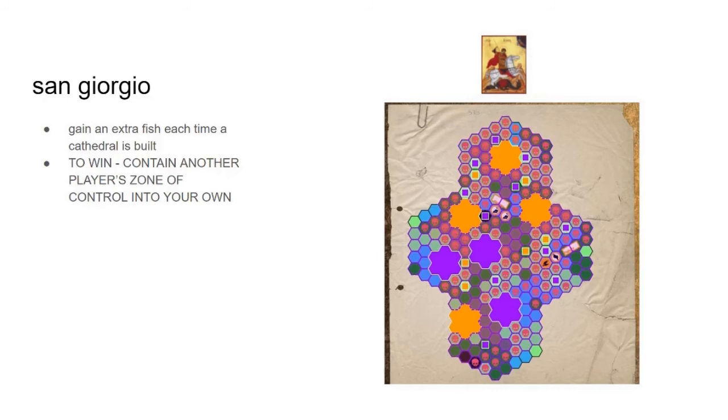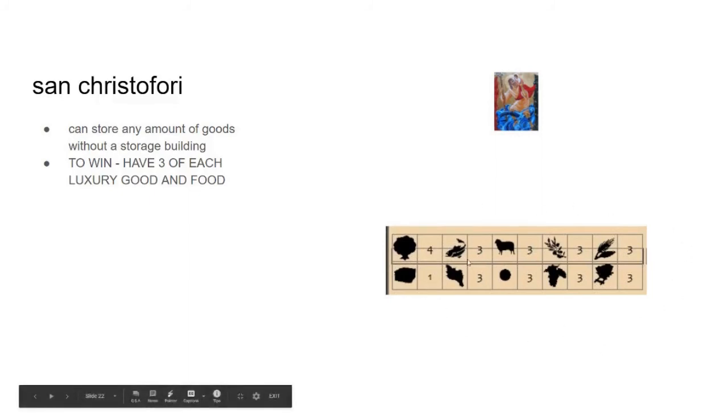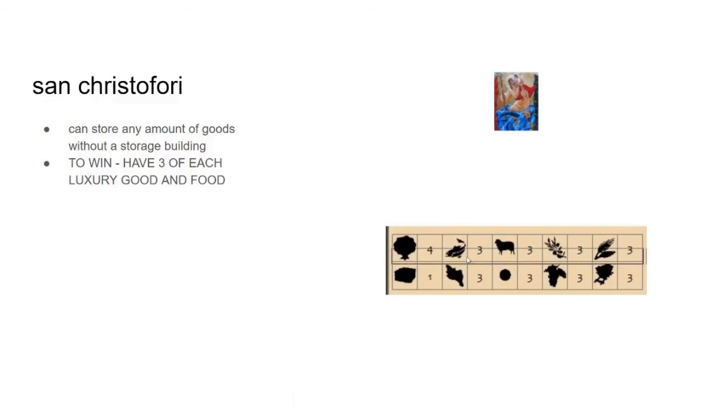So that's San Giorgio. Then we have San Christofori. And San Christofori is concerned with resources. So to win with San Christofori, you have to have 3 of each luxury good and food. So this is a screenshot from a player's inventory who beat me with San Christofori because they had 3 of the food and 3 of the luxury resources. 3 of each. Now, his bonus is you can store any amount of goods without a storage building.